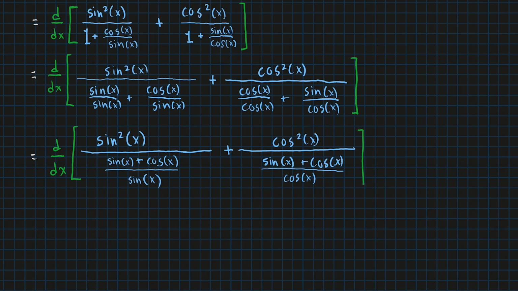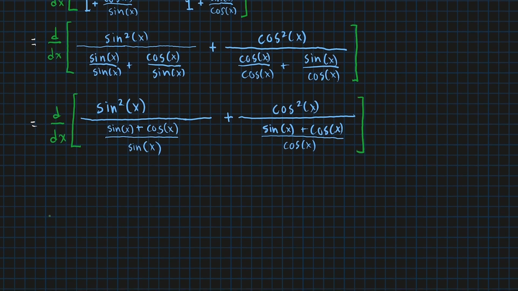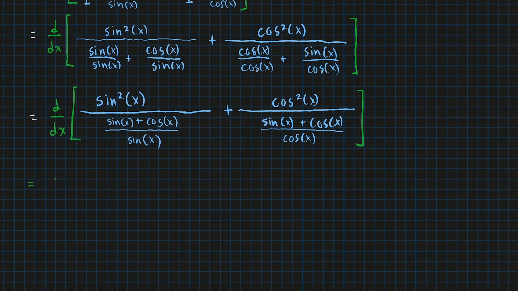So, what do we do when we're dividing something by a fraction? We multiply it by the reciprocal of that fraction, right?